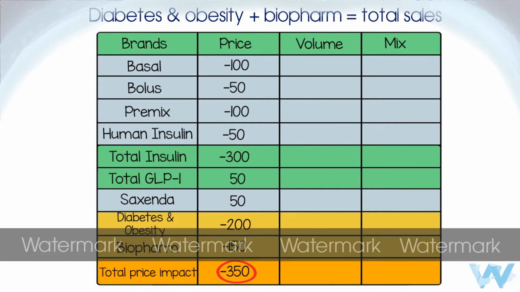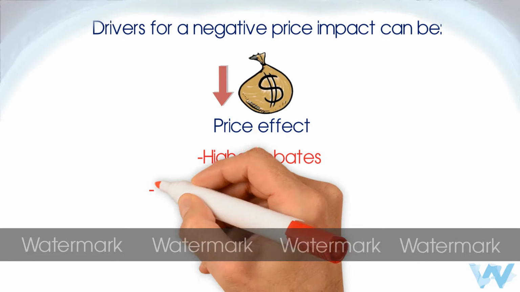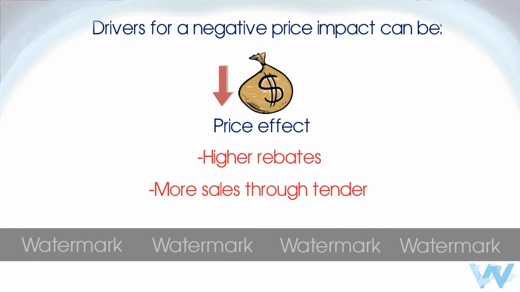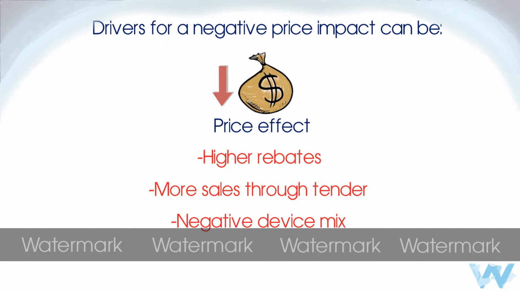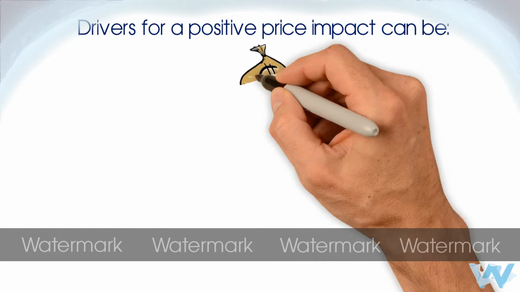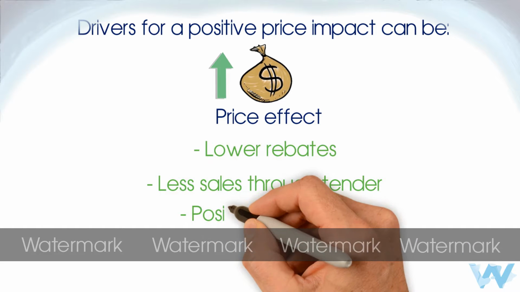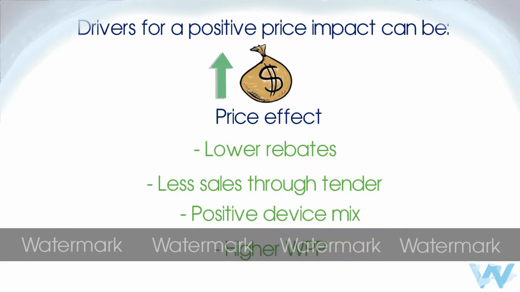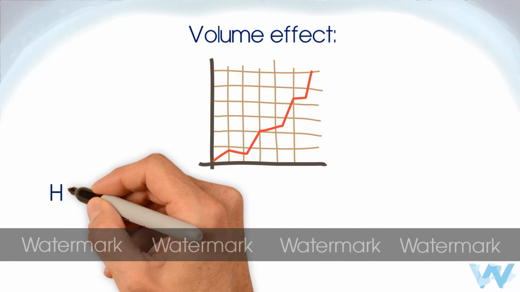Drivers for a negative price impact can be higher rebates, having a higher proportion of tender sales, which usually have a lower sales price, having a change in device mix, for example, selling more human insulin in pen fill instead of vials, or a general decrease in prices. On the other hand, a positive price impact can be driven by lower rebates, lower sales through tender, positive device mix, higher WPP.